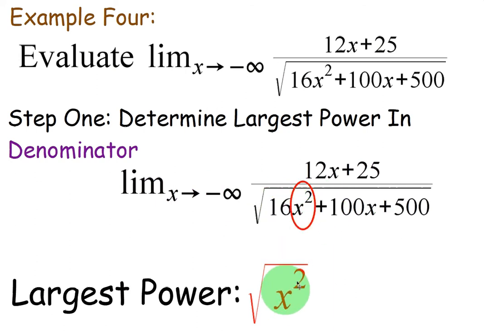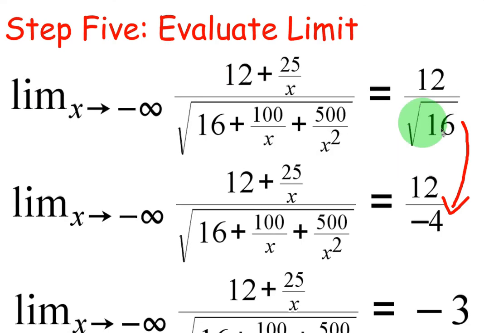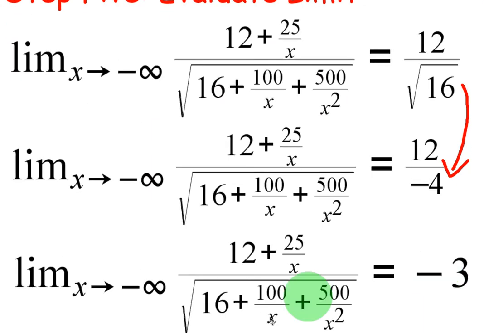So if the biggest power is just x and we're approaching negative infinity, what would that approach? That would approach negative infinity, right? If you plug in negative infinity for x, you get negative infinity. So it approaches a negative number. Because of that, we can make our square root of 16 negative as well, to make it -4. 12 divided by -4 is -3. And therefore our limit as x approaches negative infinity is equal to -3.